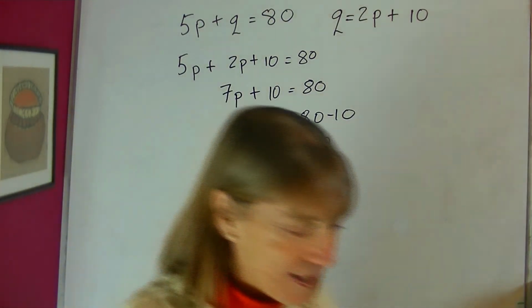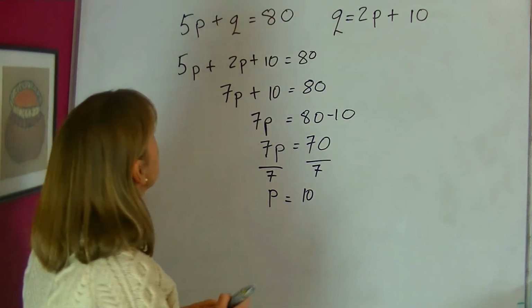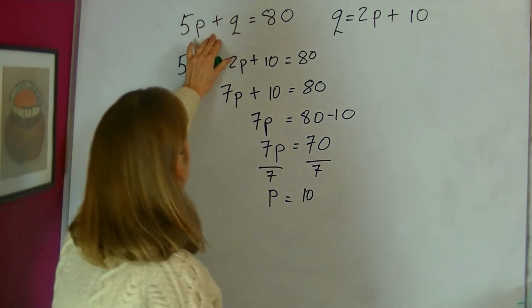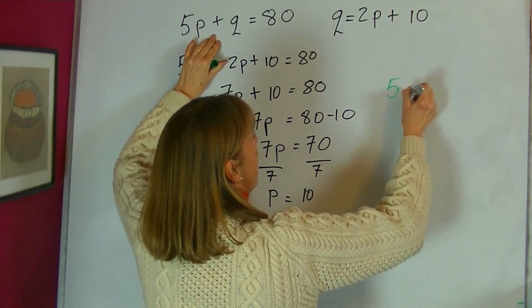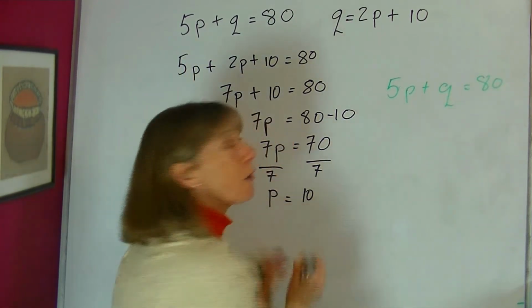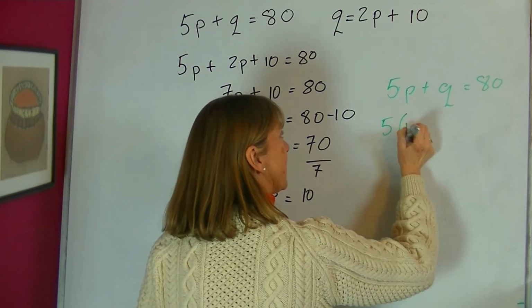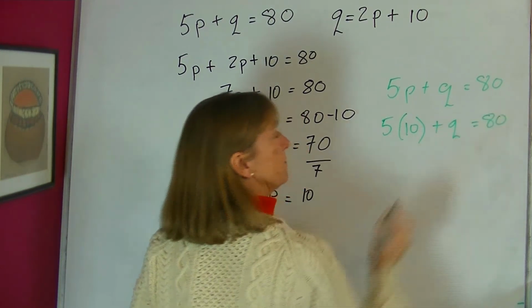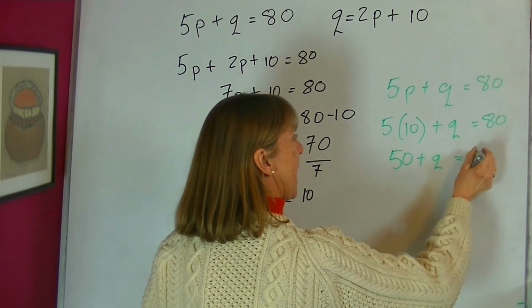So let's take another colour. We could use either of those equations, it really doesn't matter. Let's use this one this time. So we know that 5p plus q equals 80. We now know that p is 10, so anywhere there's a p we substitute in 10. So this is 50 plus q equals 80.